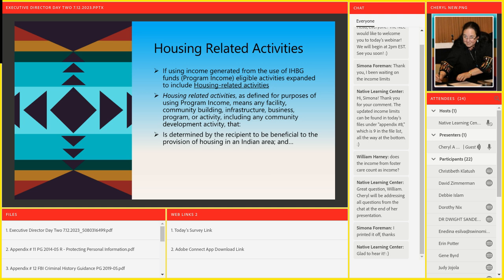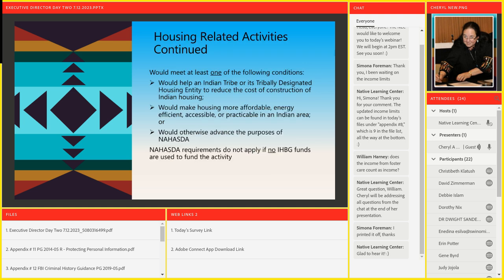of housing in an Indian area and would meet at least one of the following conditions: would help an Indian tribe or its tribally designated housing entity to reduce the cost of construction of Indian housing, would make housing more affordable, energy efficient, accessible, or practicable in an Indian area, or would otherwise advance the purposes of NAHASDA. NAHASDA requirements do not apply if no Indian housing block grant funds are used to fund the activity.